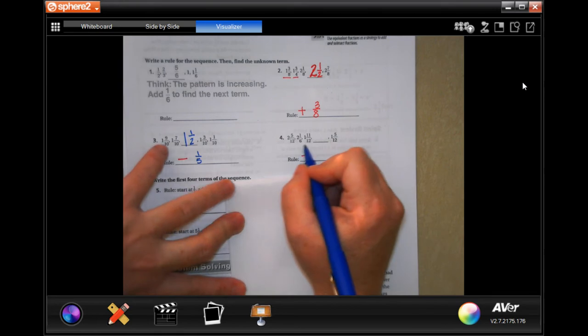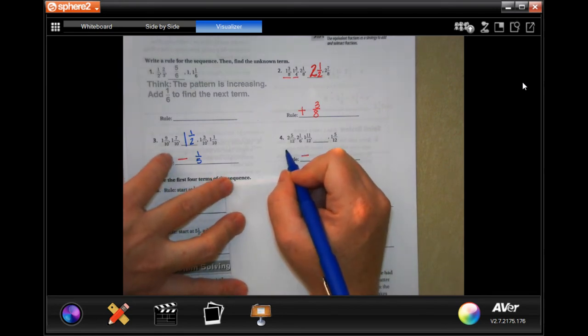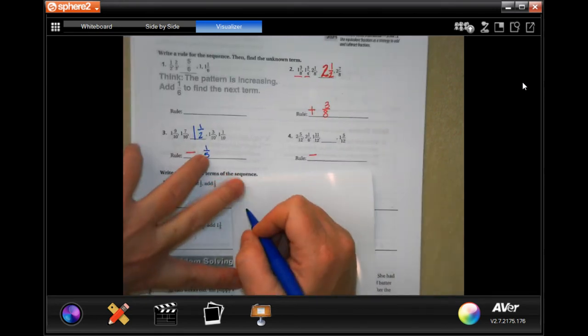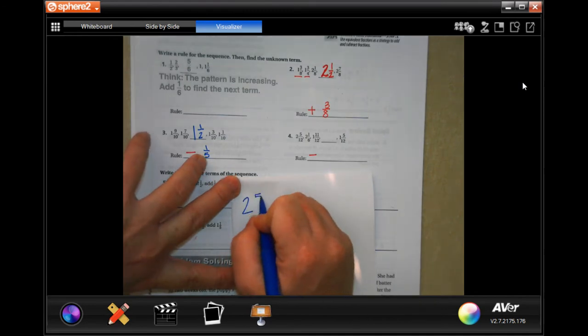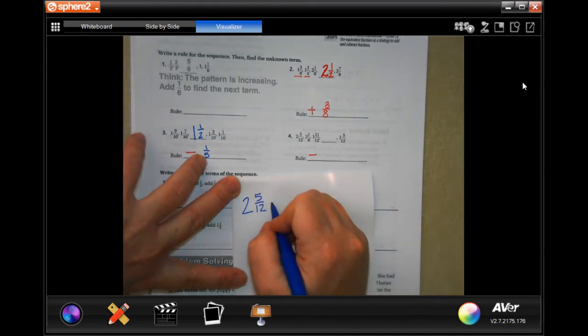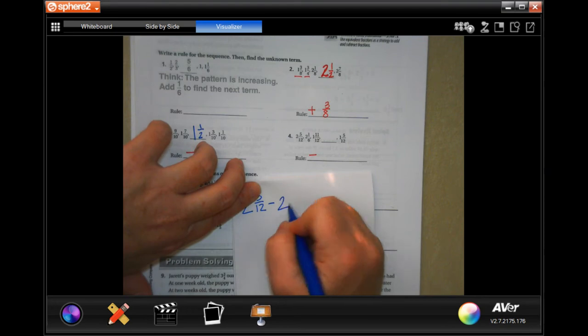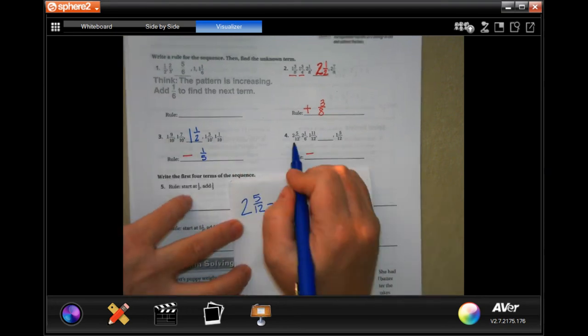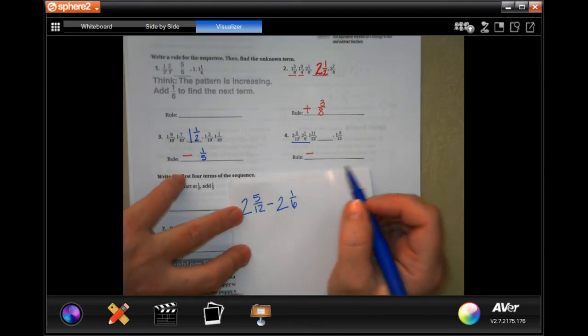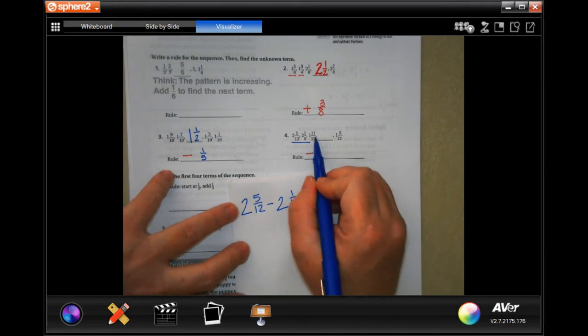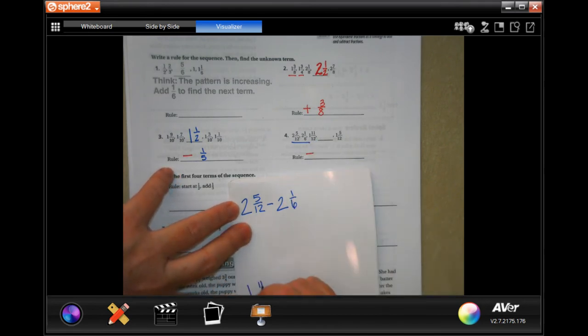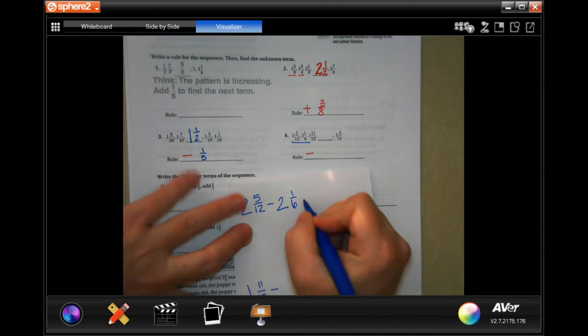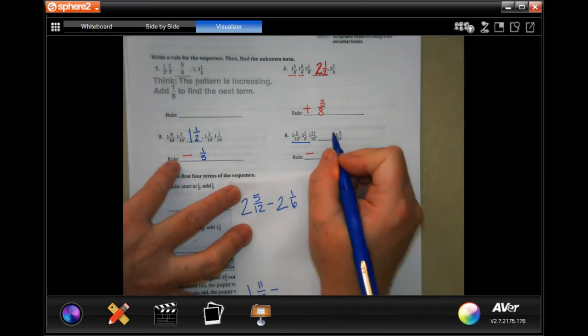And I'm going to subtract the smaller number from the bigger number. So 2 and 5/12 minus 2 and 1/6. Those two right next to each other. Whatever it is, I'm going to then take the 1 and 11/12 and subtract my answer here so that I can get my blank.